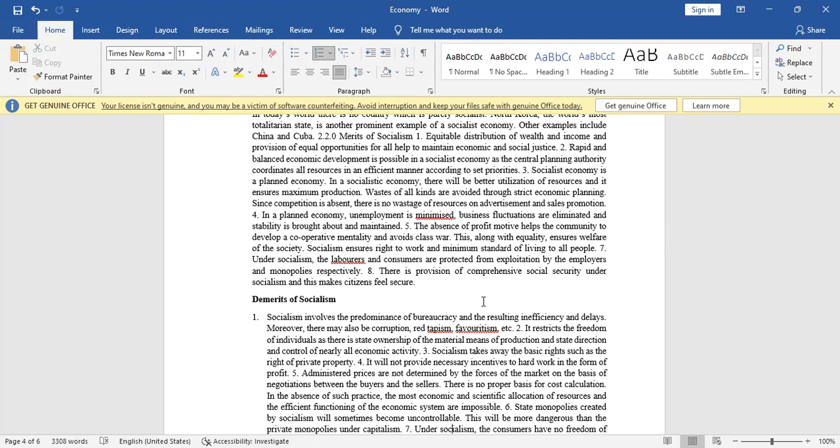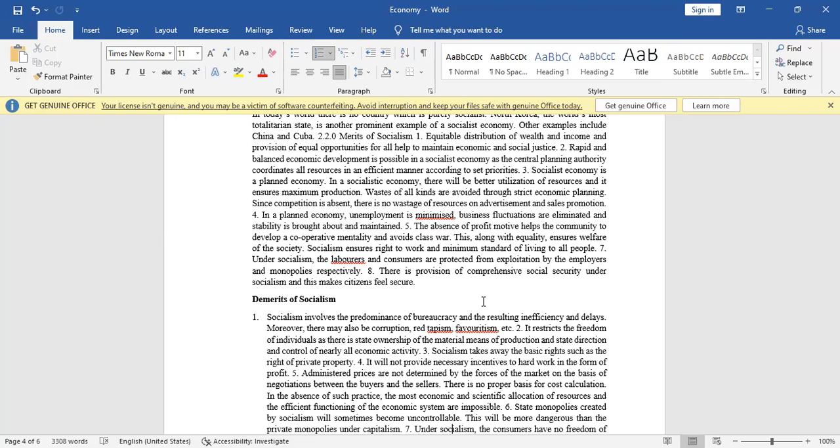Next, number two. It restricts freedom. In the case of capitalism, every consumer has the freedom of choice. Selection will be there in capitalism. But in socialism, there is no freedom. The commodities produced by the government should be used by all individuals, isn't it? Next.